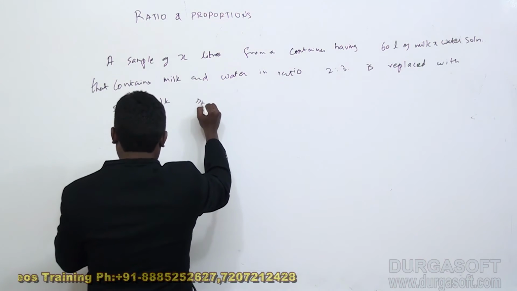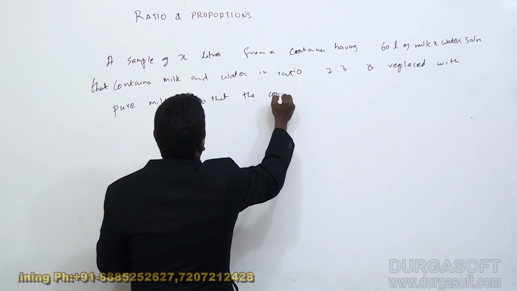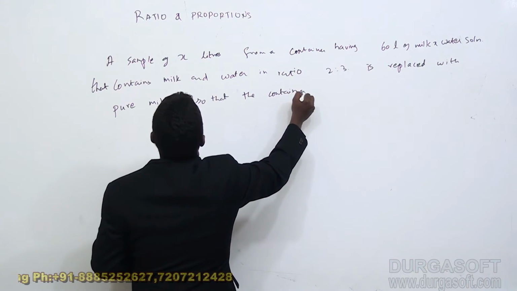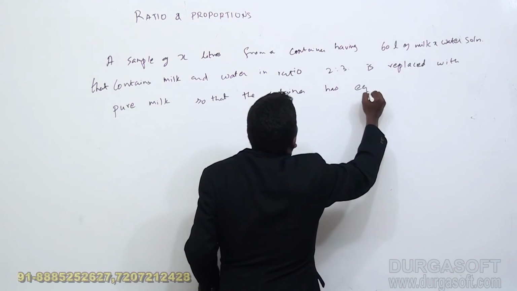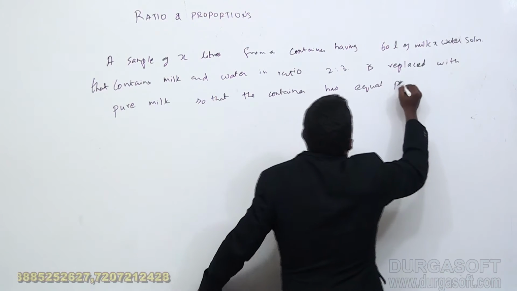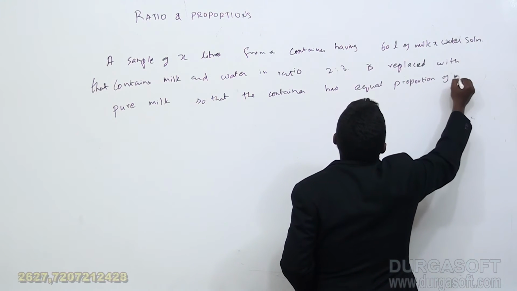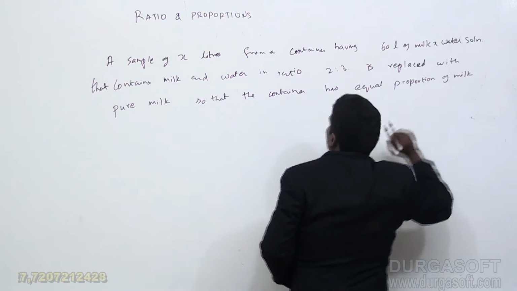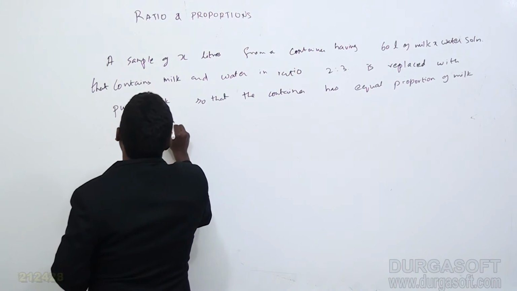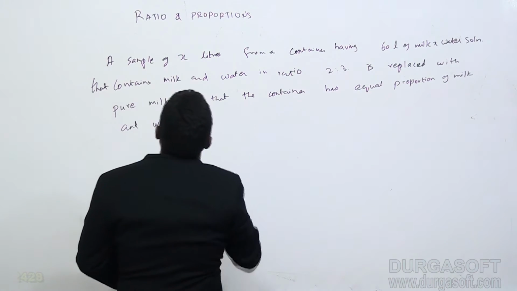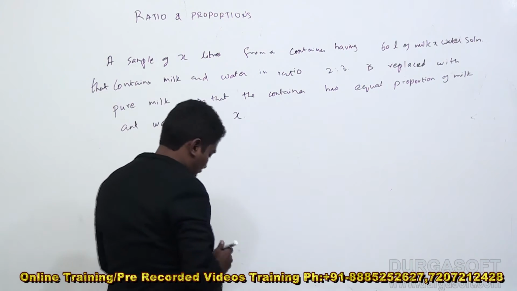So that the container has equal proportions of milk and water. Find the value of X.